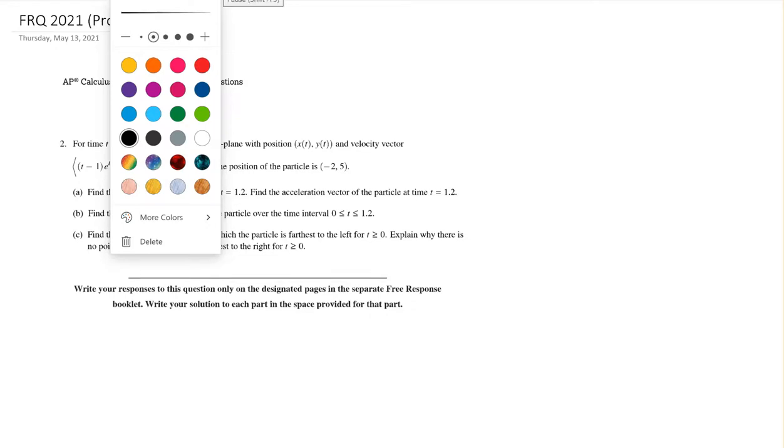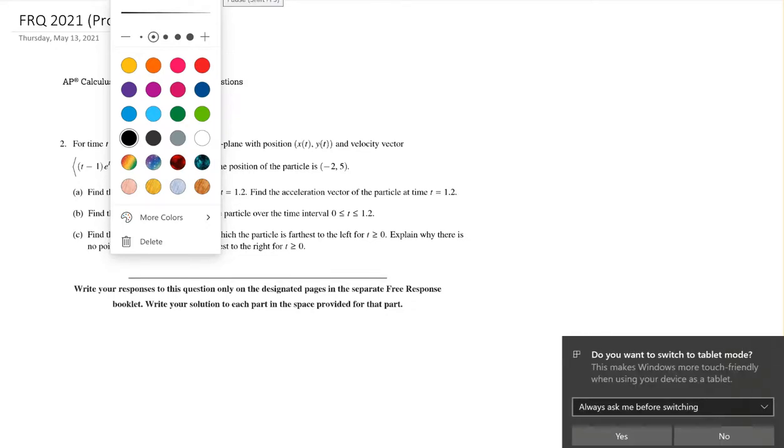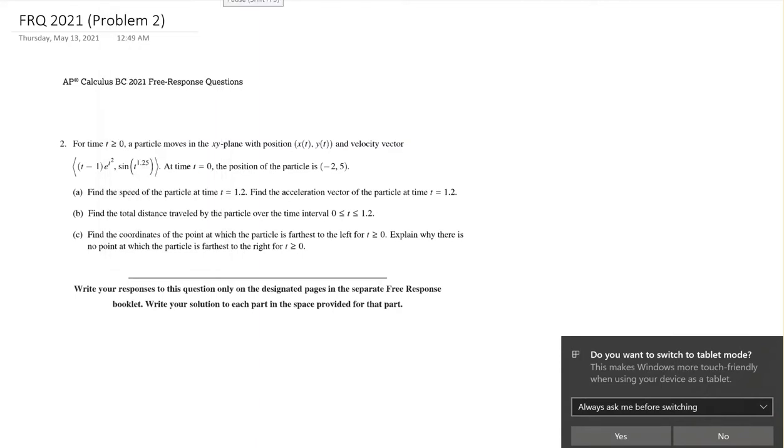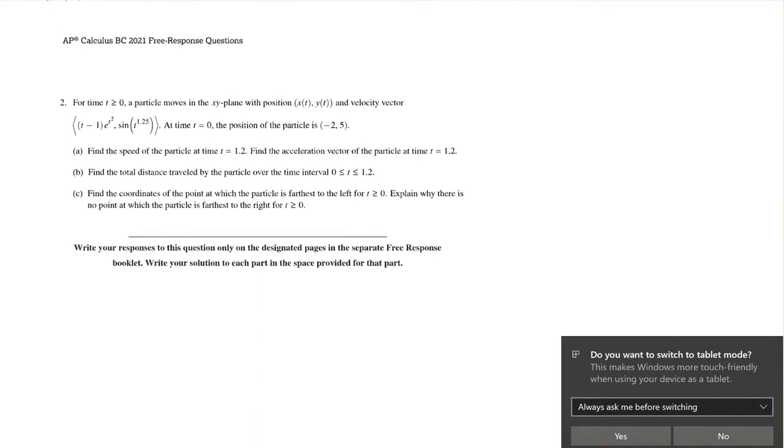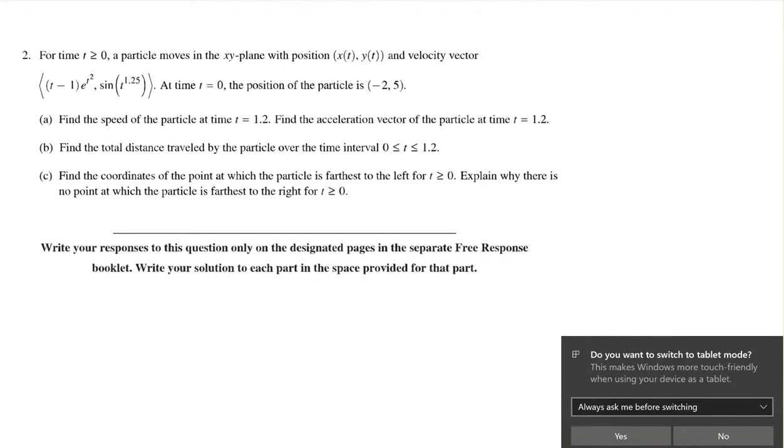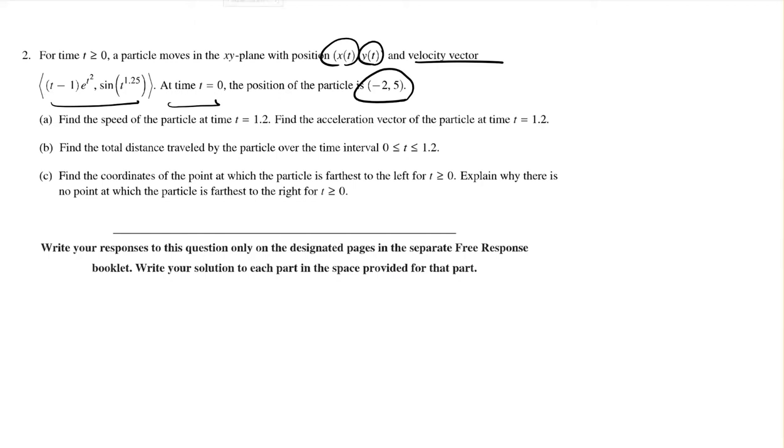Okay, so I chose problem 2 from the 2021 FRQ to solve. The question is, for time t greater than 0, a particle moves in the xy plane with position x(t), y(t), and the velocity vector is given. At time t equals 0, the position of the particle is (-2, 5). The first question is, find the speed of the particle at time t equals 1.2. And the second is, find the acceleration vector.